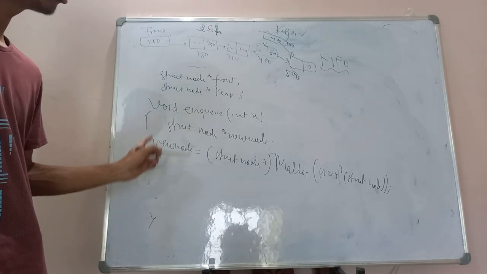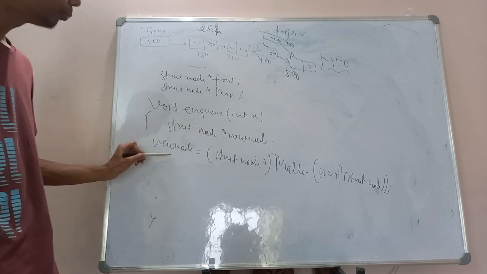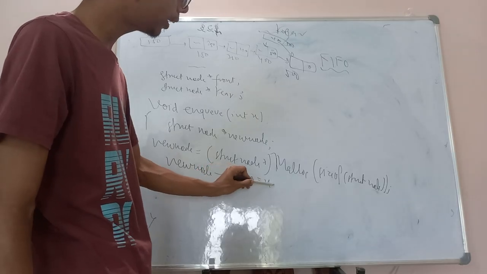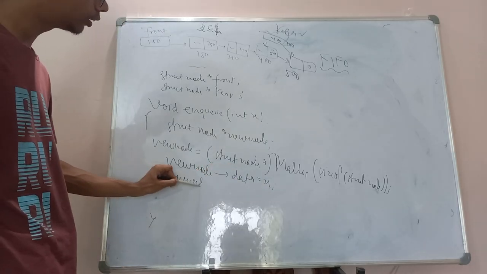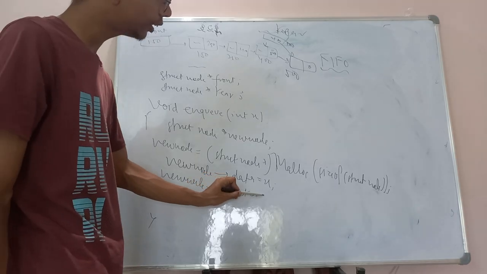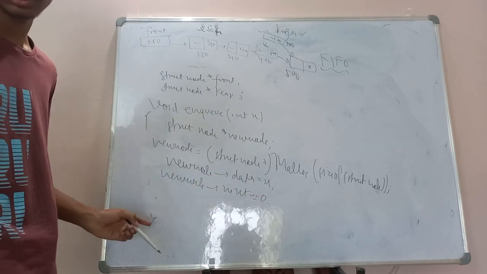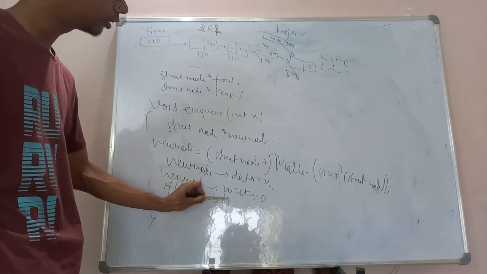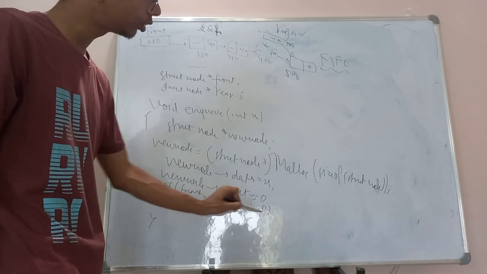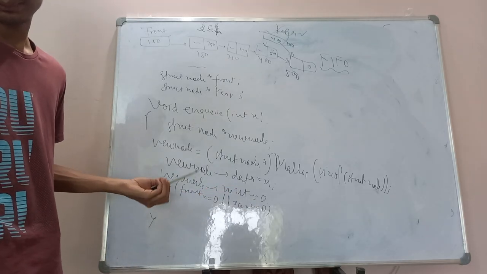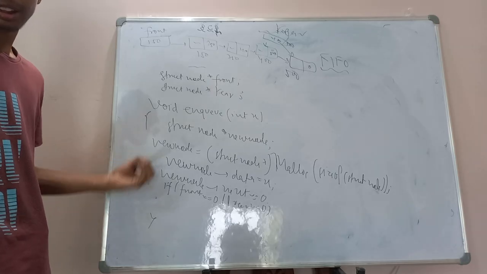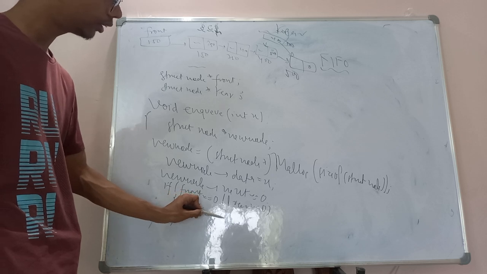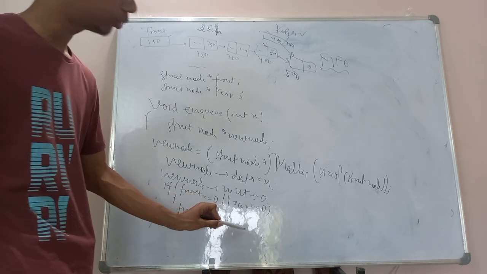So new node will keep the address of my newly created node, and then I will insert my data. So new node will go to the data part, and here I will store my x, and new node will go to the next part, and here it will store initially null, right? Then if front is equal to 0 and rear is equal to 0, my queue is empty, right? So what I will do, I will give my front equal to rear equal to new node, right?